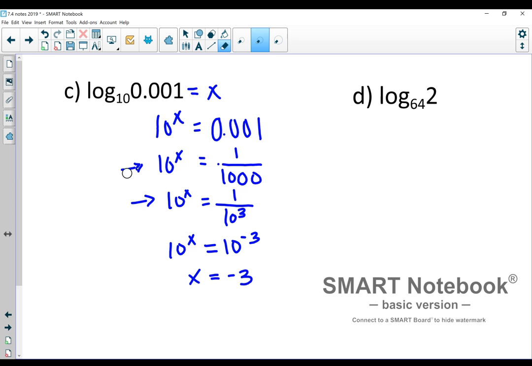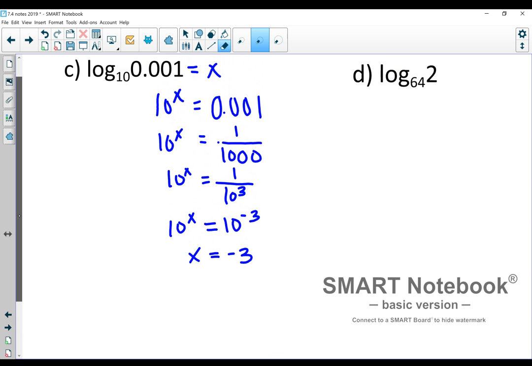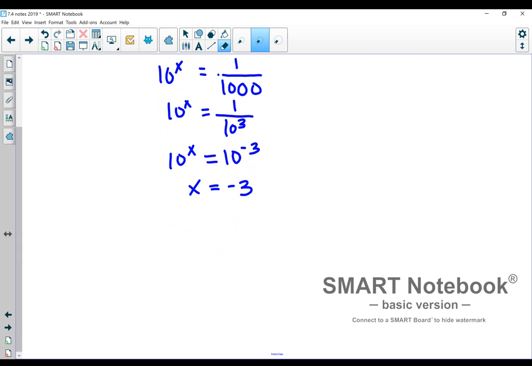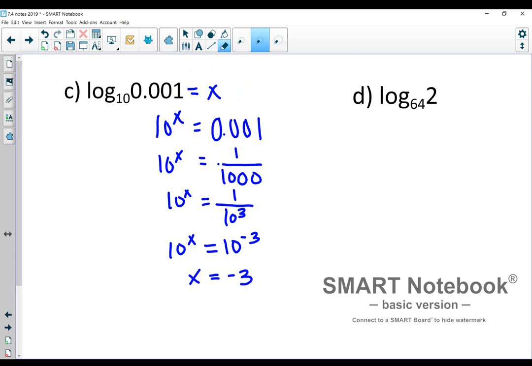But in our notes, we're always trying to show every single little detail so you don't wonder later on what we did or how we got something. For D, we're going to set it equal to x as well. Guess I got to turn my marker back on.